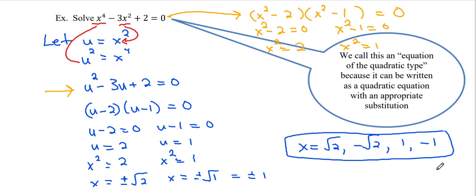And with this one, for example, it may not factor. And when you get to this point, you may have to use the quadratic formula or completing the square. There are options there once you get to that appropriate substitution. It doesn't always work out as nicely as this one did.